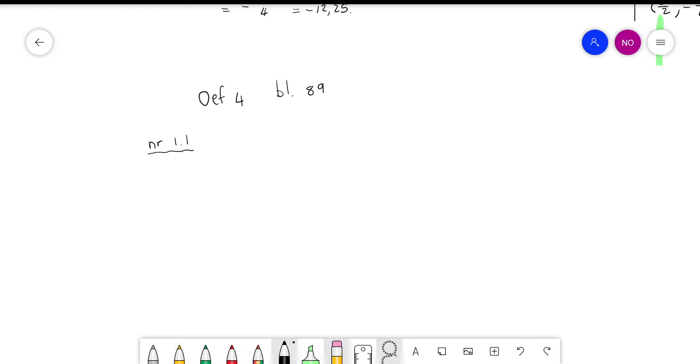So hulle sê vir jou, ons het hierdie keer twee grafieke. Die een grafiek is f van x is gelyk aan minus x² plus 4x plus 12. And the other graph is g of x is equal to 4x plus 8. So ons het twee grafieke en ons gaan hulle al twee gelyk teken op dieselfde as 'n stelsel.